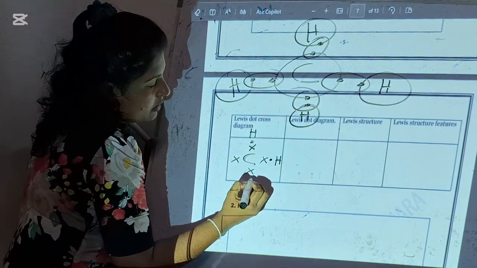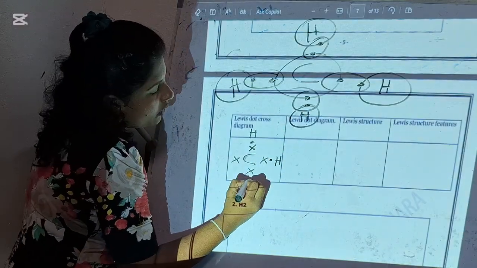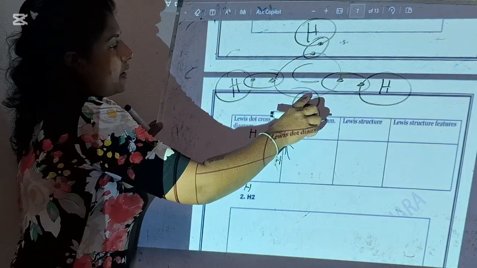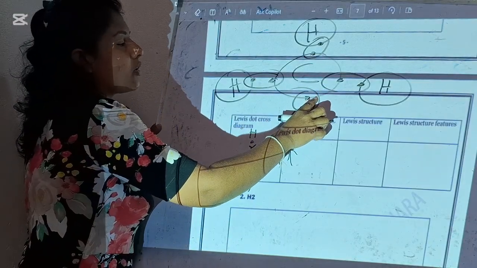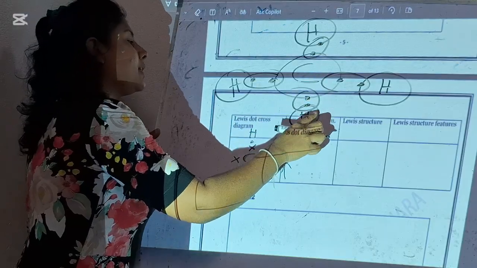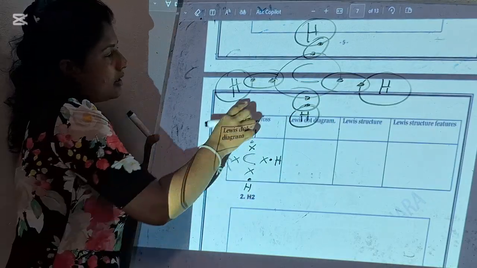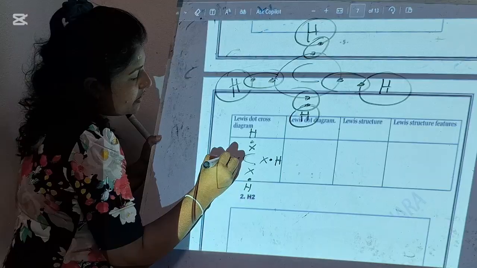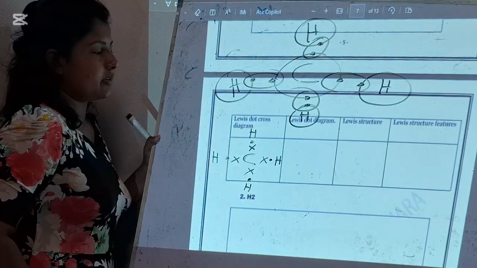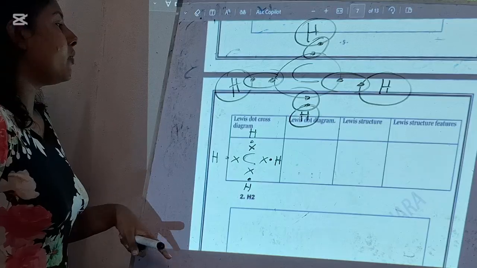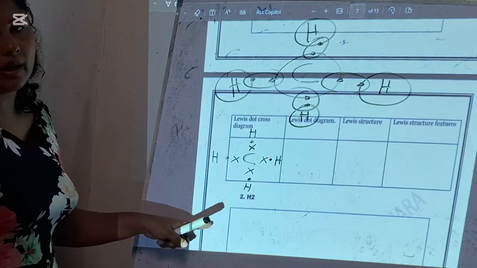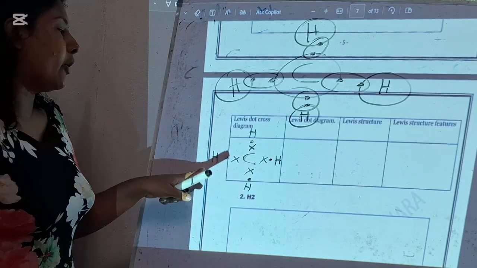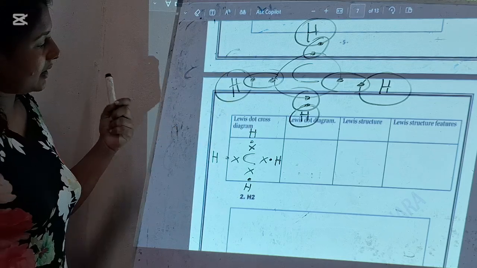Then this one dot for hydrogen. Hydrogen is giving dot, and carbon is giving cross. Carbon giving cross, hydrogen giving dot. For this one, carbon is giving cross, hydrogen is giving dot. This is the Lewis dot cross structure of CH4, the biogas, methane.